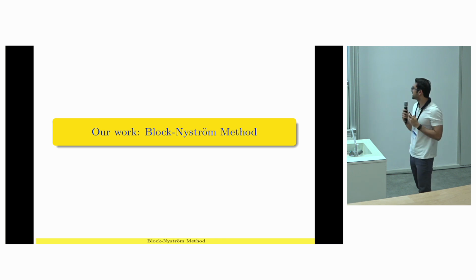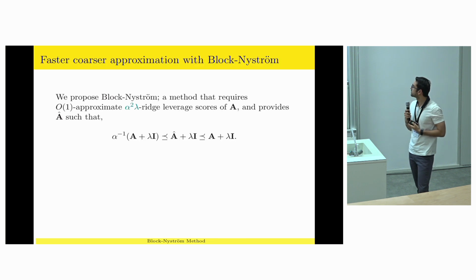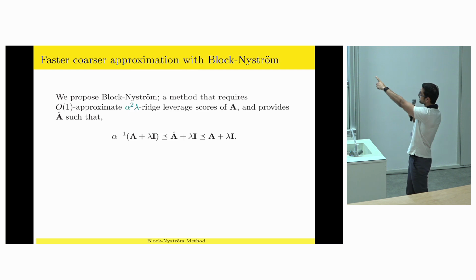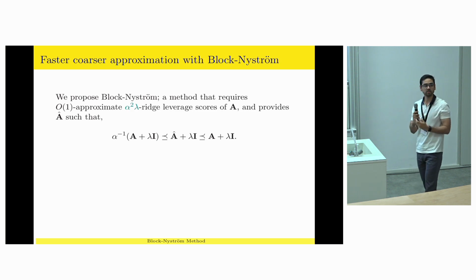So keep this idea in mind that we are moving from fine approximations to coarse approximations. And that's where we propose our work, which is block-Nystrom method, to achieve these coarse approximations. So we propose this data structure, block-Nystrom, that provides this alpha approximation guarantee. But as you can see that I've highlighted in this color, we are using alpha squared times lambda ridge leverage scores. And one thing to keep in mind is, the larger the lambda, the smaller the cost of approximating those scores is.